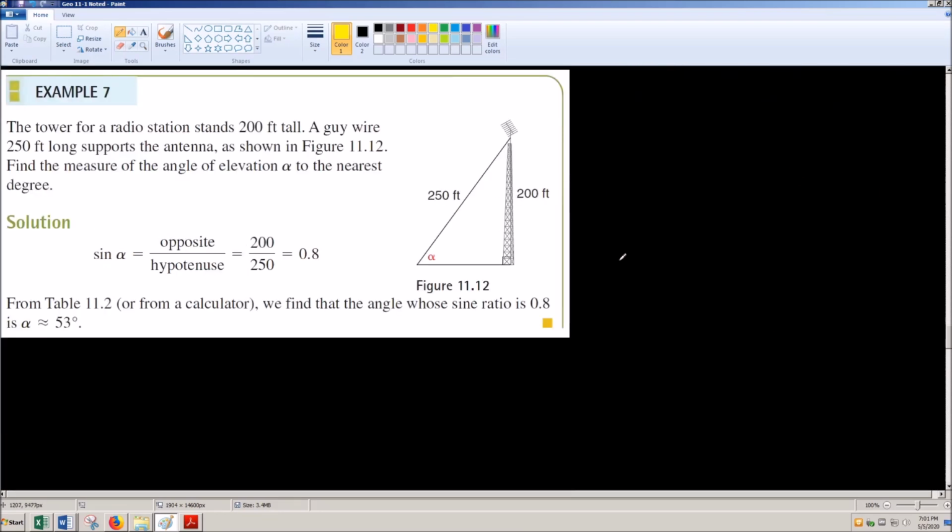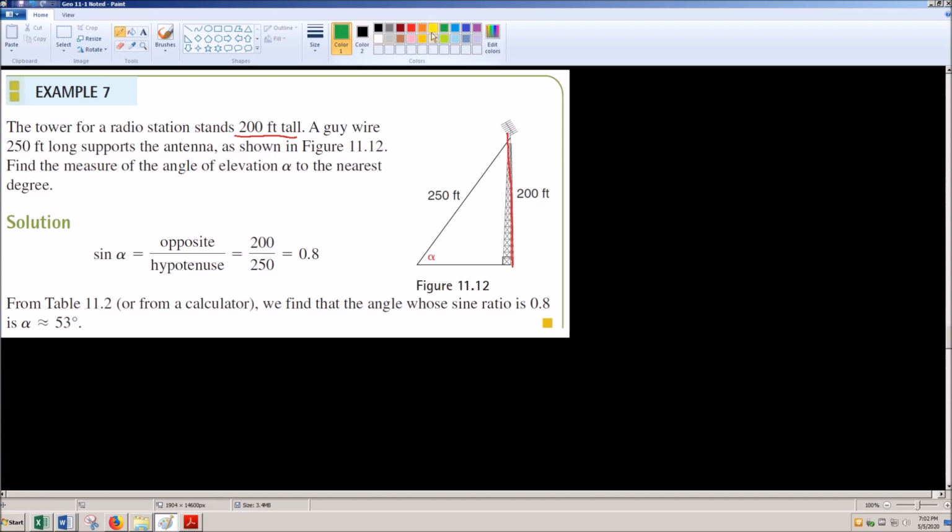Let's do an example. So here we have a tower. It is 200 feet tall. Keep in mind that when we're talking about height, we're talking about the vertical, just straight from the ground to the top, not the distance from the ground to the top. And there's a wire that connects a support.